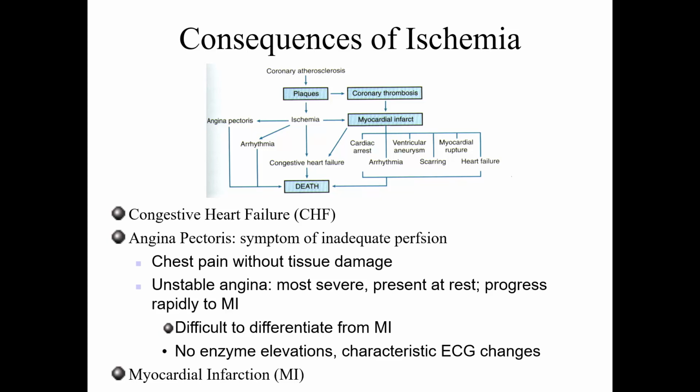And then we have myocardial infarction. You can look at this picture here. With coronary atherosclerosis, you have plaques that are starting to build up inside of the arteries. The plaques cause ischemia, or a restriction in blood flow to the area. That can lead to chest pain, arrhythmia, and eventually congestive heart failure and death. Plaques can also cause coronary thrombosis, which can lead to a myocardial infarct. You can have cardiac arrest, arrhythmia, ventricular aneurysm, scarring, myocardial rupture, or heart failure, all leading to death.